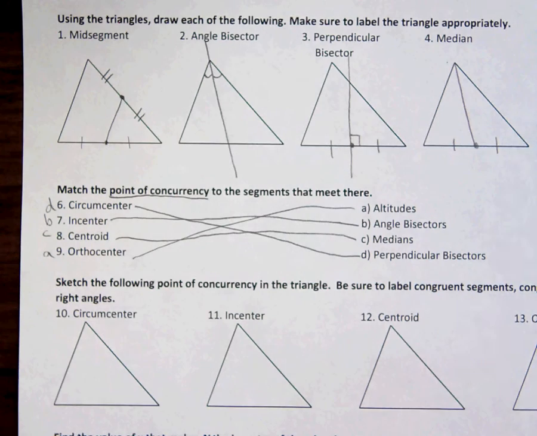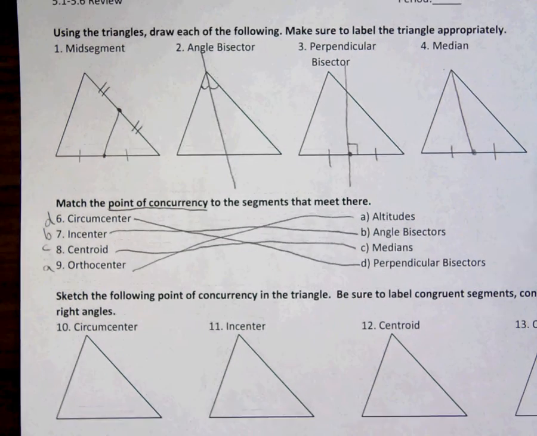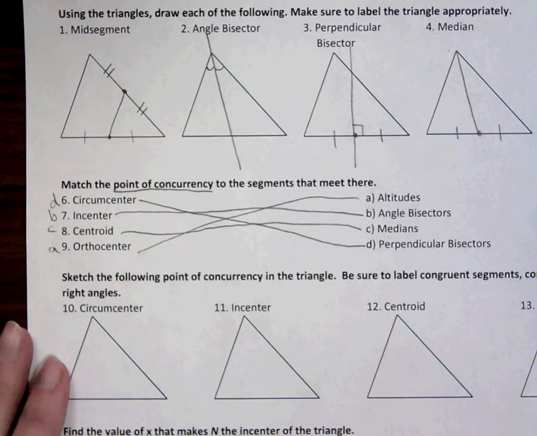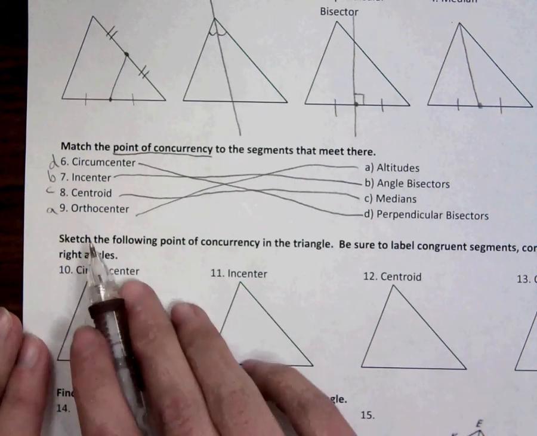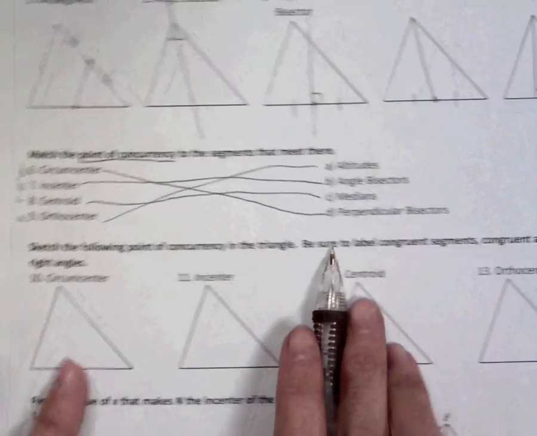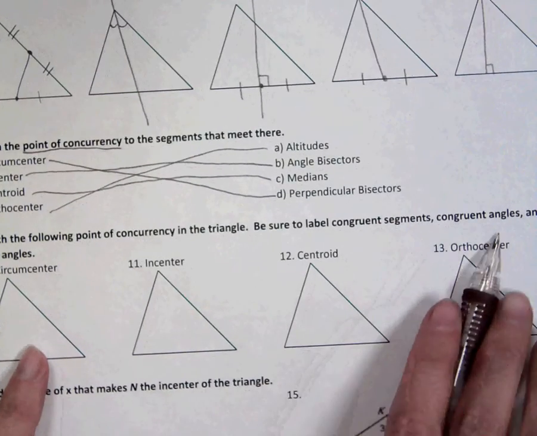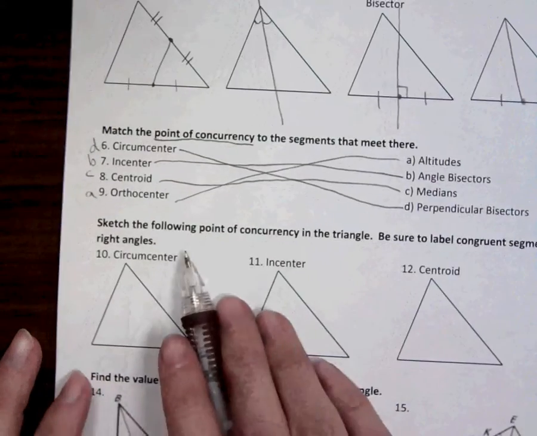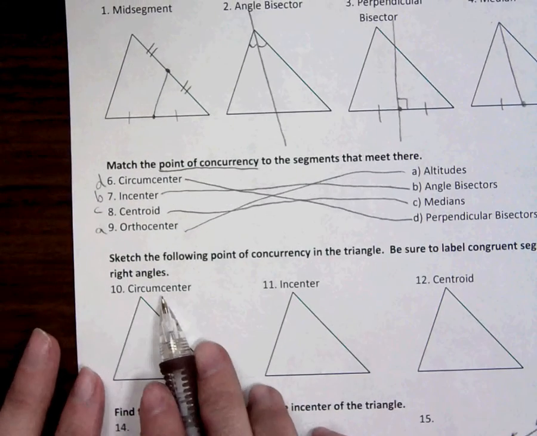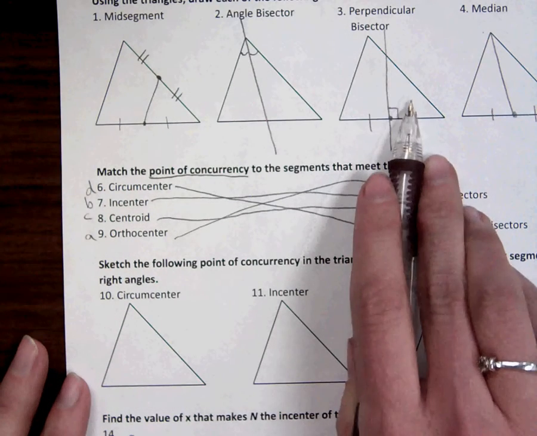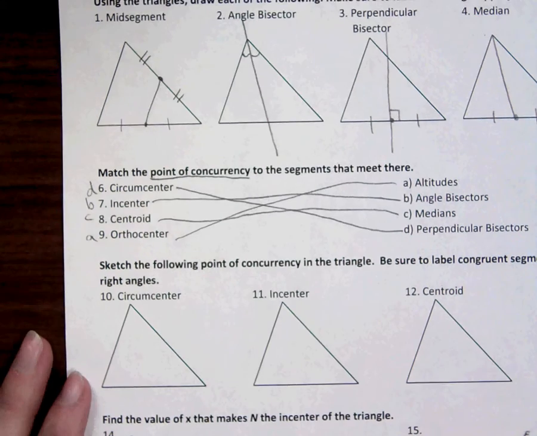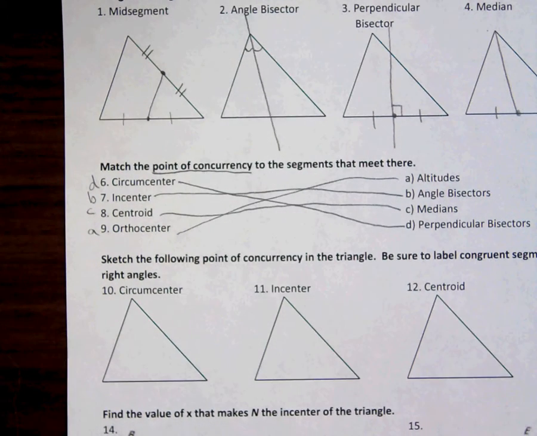If you don't have those memorized, then the next part's really, really hard. So definitely need to have that memorized. Make yourself some flashcards. So next I'm sketching the following point of concurrency in the triangle. And again, it asks me, be sure to label congruent segments, congruent angles, and right angles. So in other words, what they're really asking when they're asking me to make the circumcenter is to make the 3 perpendicular bisectors, one to each side, and show that they meet at the circumcenter.